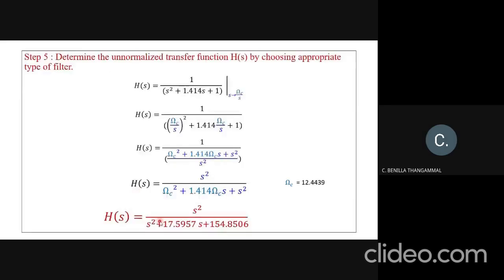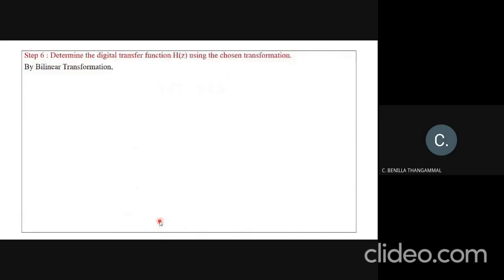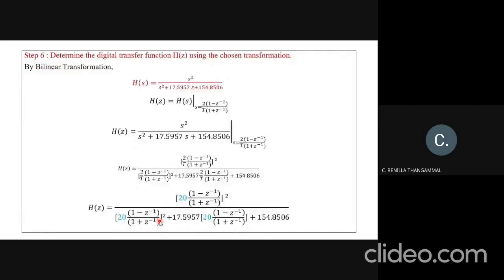H of s. So this is the way to get your analog transfer function. So these are the varieties of your Butterworth filter.